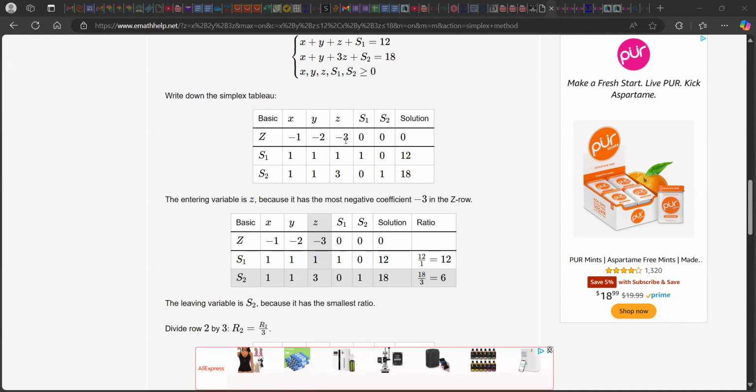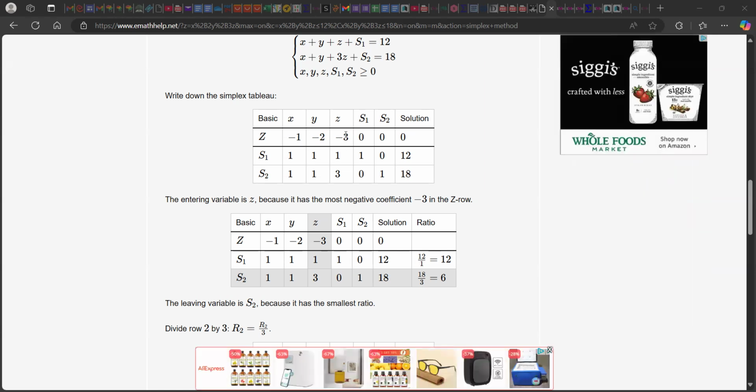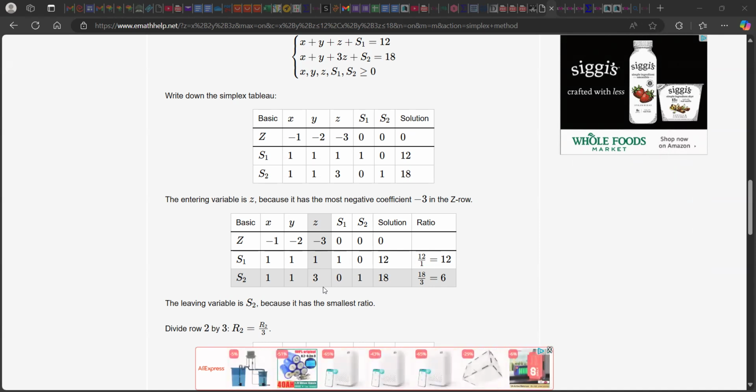Good. So you have to know the process. Notice, in the Z row here, you're looking for the most negative number. That number is -3. You can see it here. So that will now become your pivot column, right? So we kind of make it gray here. That's your pivot column. And you want to identify now what we call a pivot row, right?